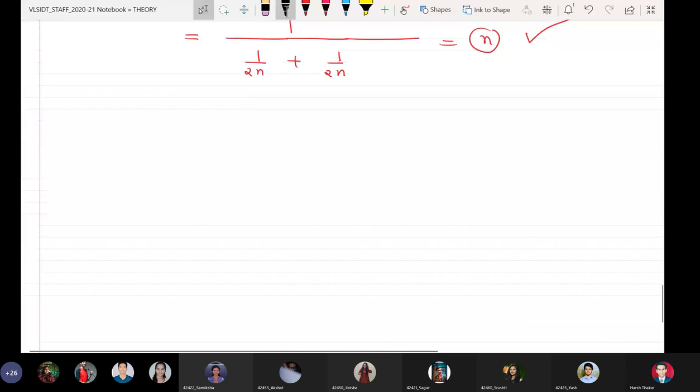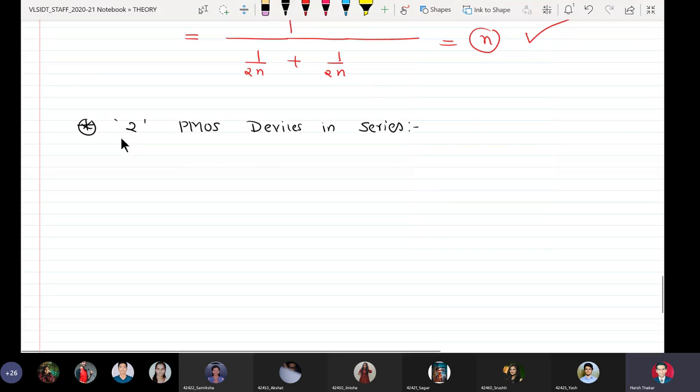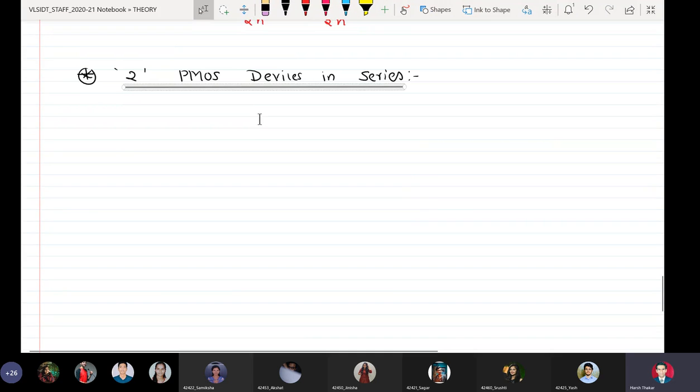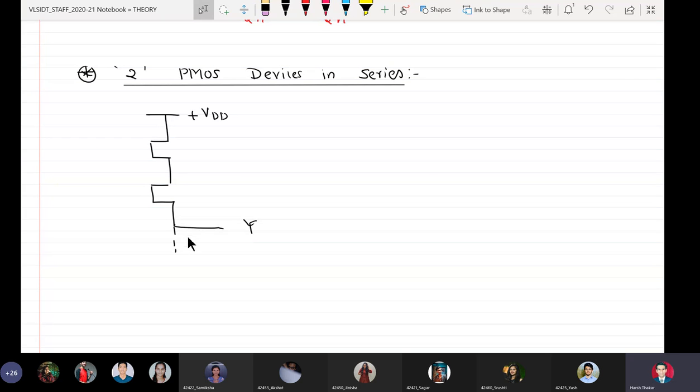Okay. So I can also have an equivalent of this thing, that two PMOS devices in series. Then the scenario would be like this. I have plus VDD. I have the first PMOS. I have the second PMOS, and here I have the output Y, and here we have the pull down network.